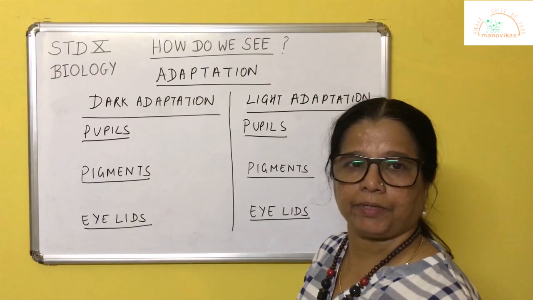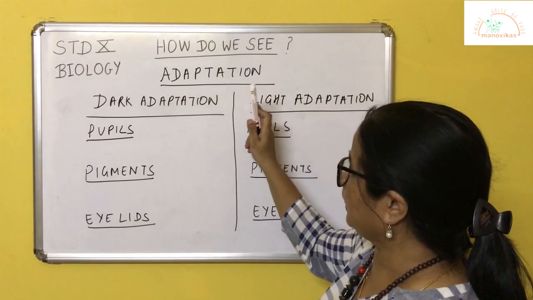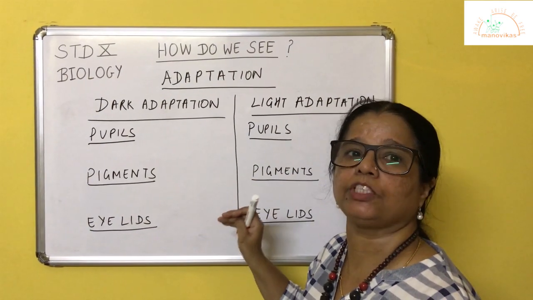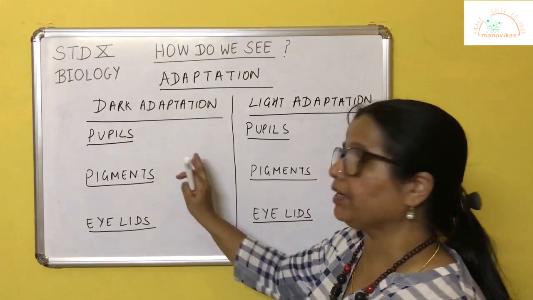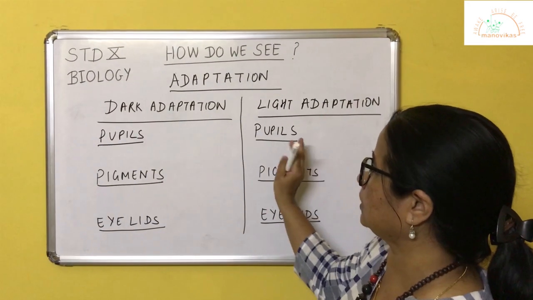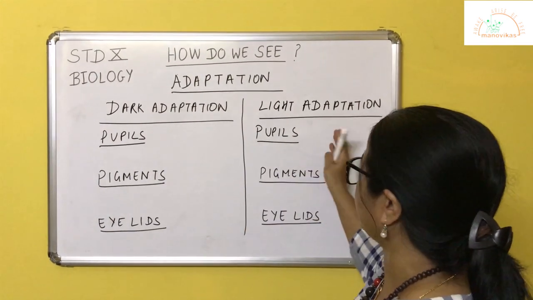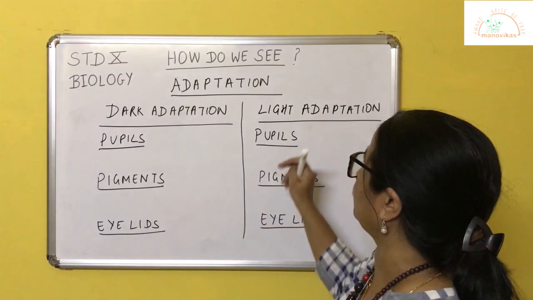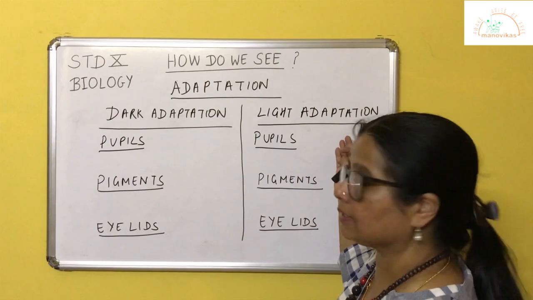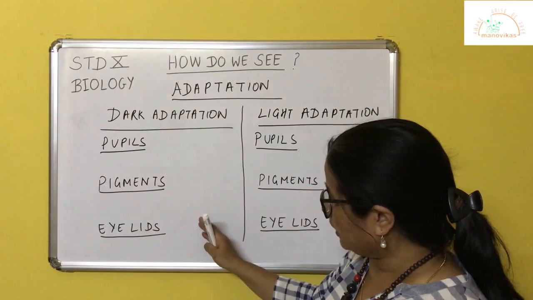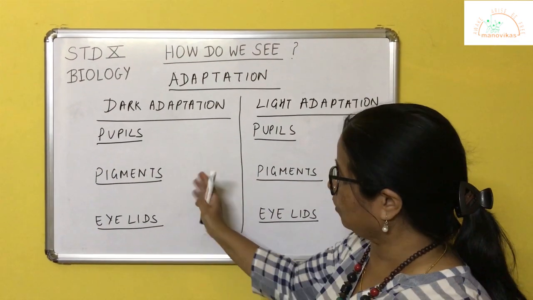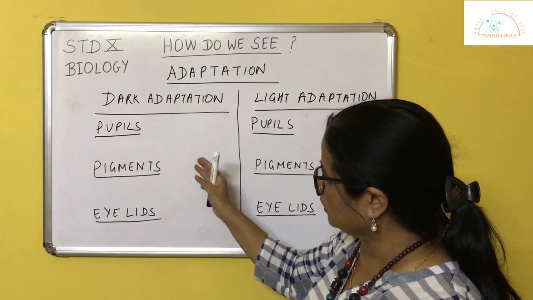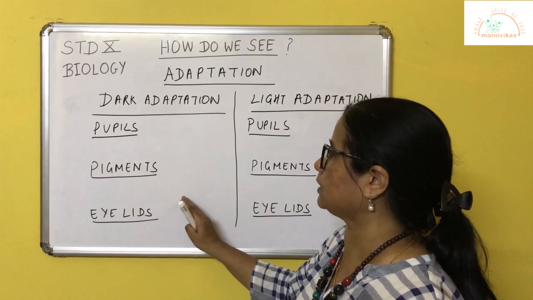Let us study adaptation of the eye. To define adaptation of the eye, it is the ability of the eye to adapt to changes in light intensity. We can study this under two conditions, darkness and bright light. So let us see how the eye adapts in the dark and how it adapts when there is bright light. Now here I have listed three main parts of the eye, or pigments contained in the retina. So let us see how this works.